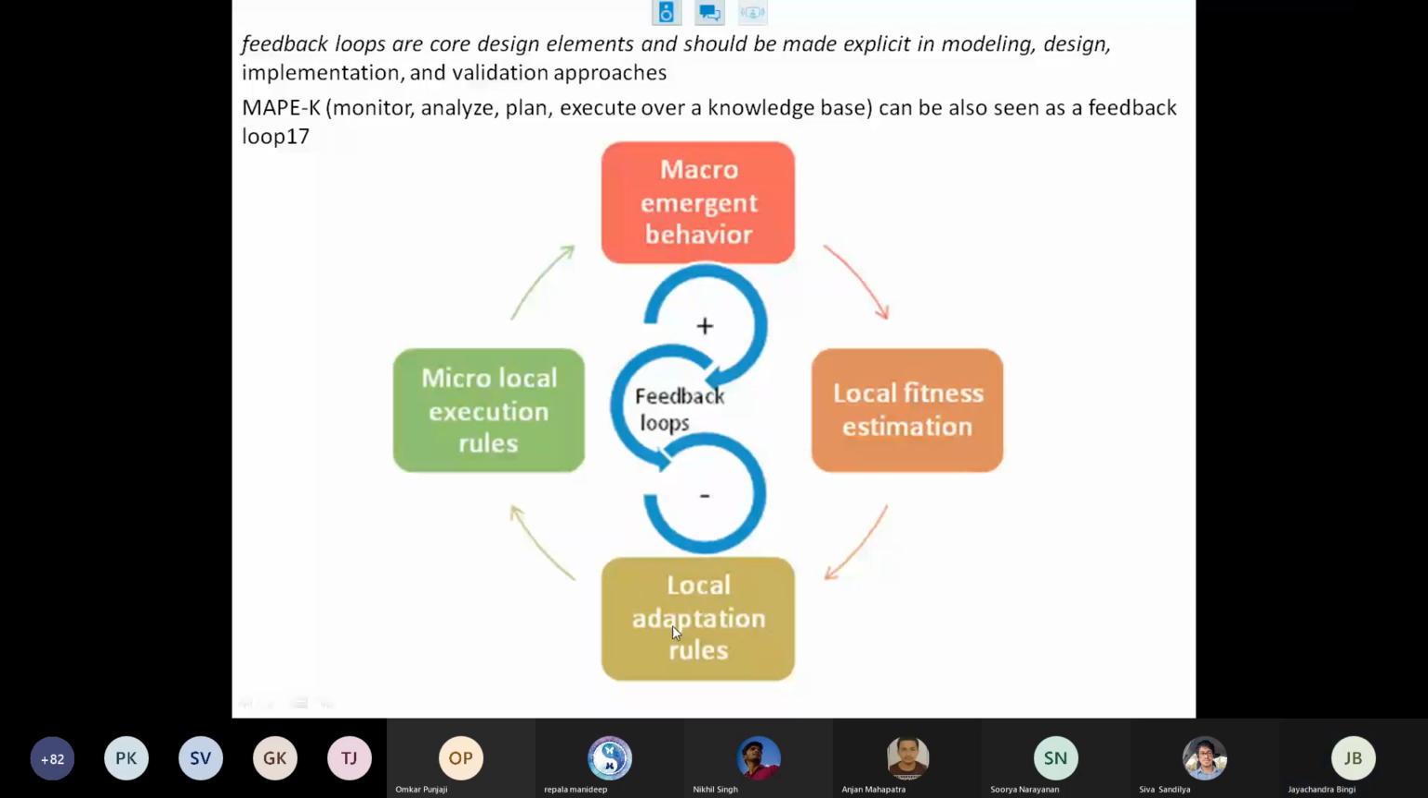That means at each individual subsystem, something is happening. Which subsystem has to work? Which subsystem has to trigger immediately? Which subsystem has to work after some time? Who will decide all these things? So that is where you get the micro local execution rules. Okay, these you have to create in your own system.